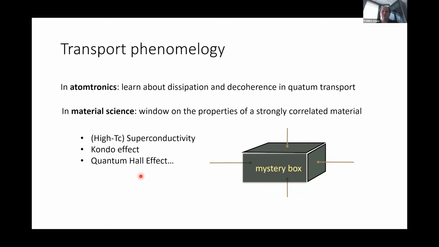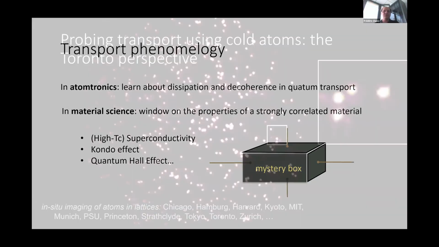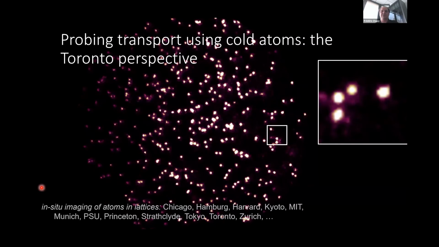a strongly correlated material. And so the experimental platform in our case is the experiment of Joseph Thywissen's group in Toronto, which is a quantum gas microscope experiment where they trap potassium-40, which are fermions, in an optical lattice, and they have a high resolution microscope that allows them to observe the atoms individually. And so you see here a picture of these atoms where each dot is an individual atom.